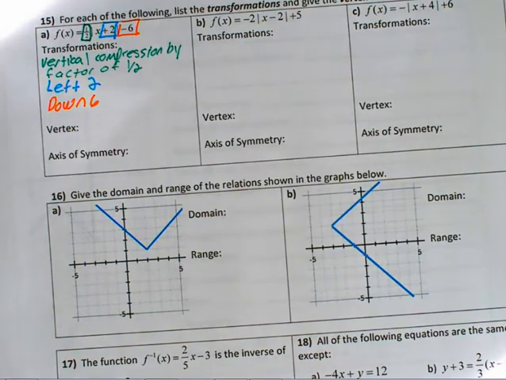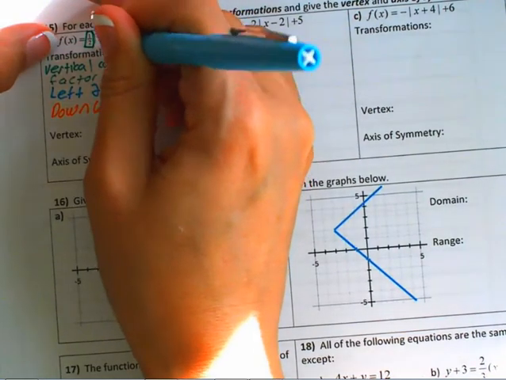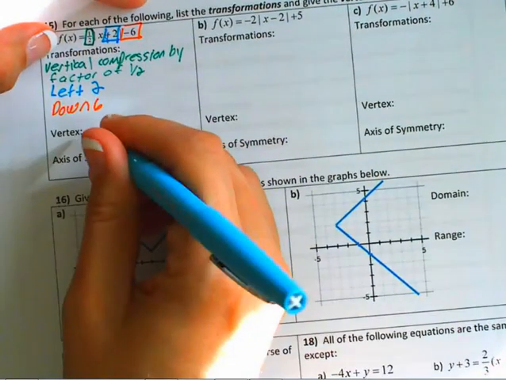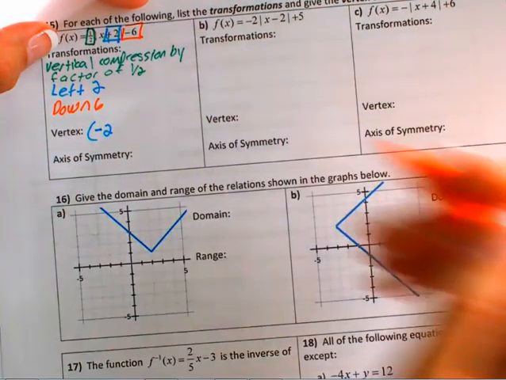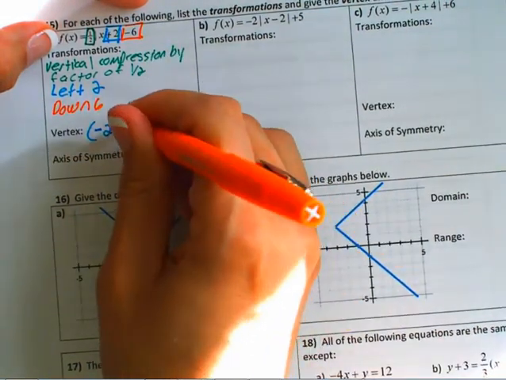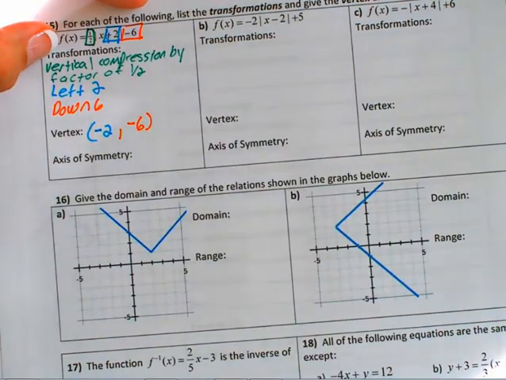Okay, so the vertex, this is the x piece because I'm moving left 2, but remember, if we're moving left 2, that means it's -2. And then the -6 we know was down, so our y coordinate for the vertex is -6.